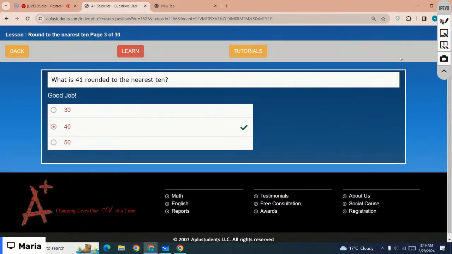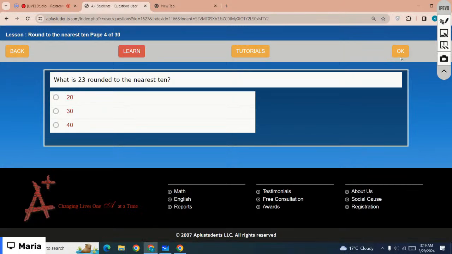Okay, the next one is, what is 23 rounded to nearest 10? Which is the correct option? 23 is rounded off to 20, right? Because 3 is again less than 5. So you have to round on the same 10. It would be rounded off to 20. The correct option is 20.